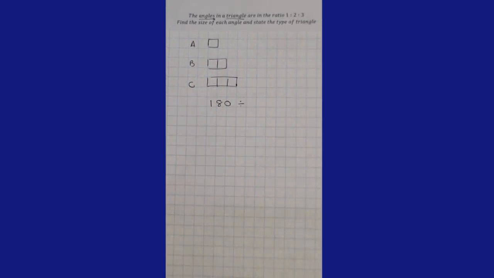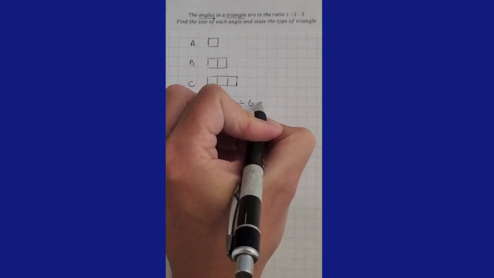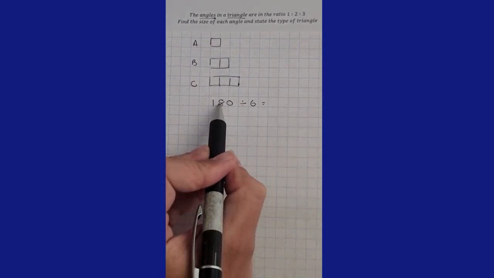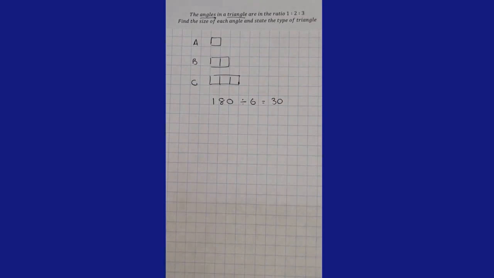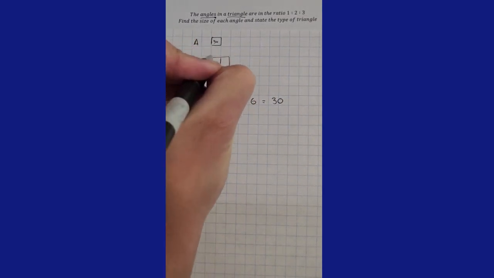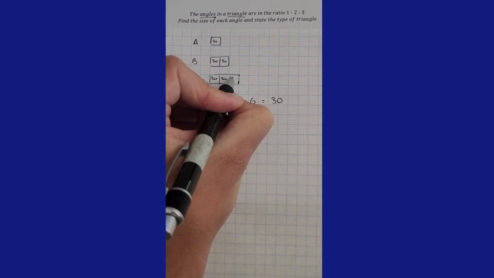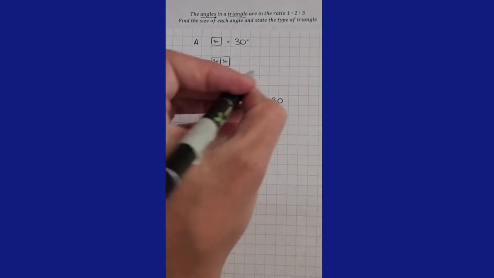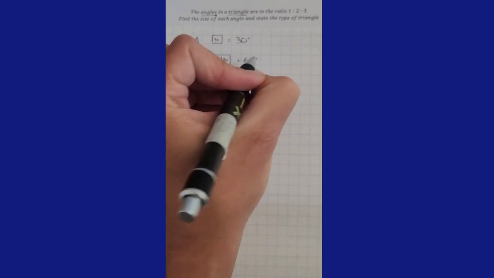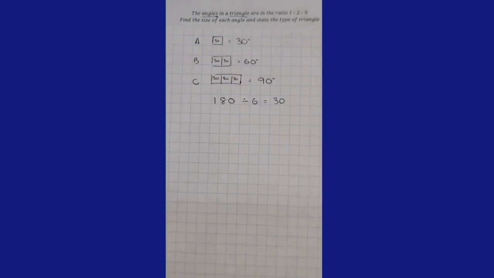So I know that there should be 180 degrees. What I'm now going to do is divide that quantity by the number of boxes: 1, 2, 3, 4, 5, 6. So if I divide it by 6, 180 divided by 6, well, 18 divided by 6 is 3, so that is going to be 30, which means each box is worth 30. So 30 is going in each, which means angle A is 30 degrees because the question wants me to find the size of each angle. Angle B is 60 degrees. And then angle C is 3 lots of 30, which is 90 degrees.